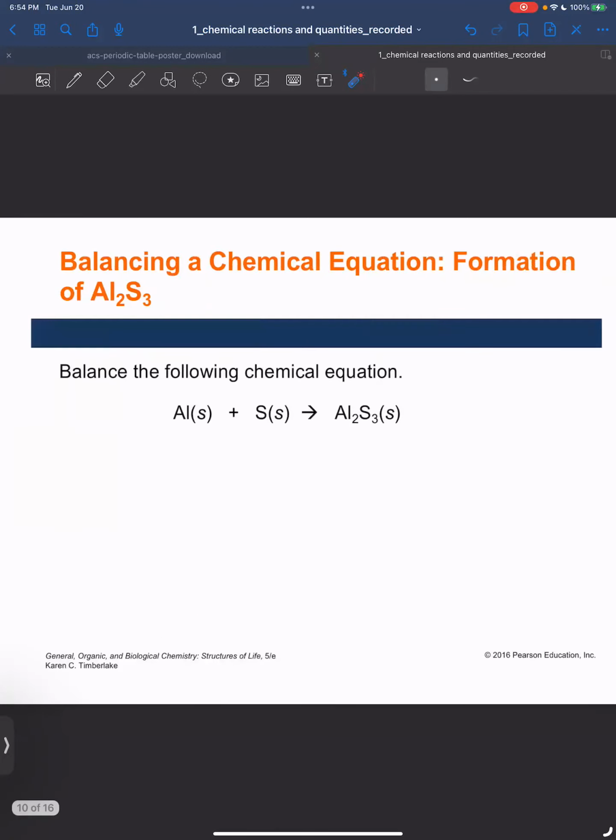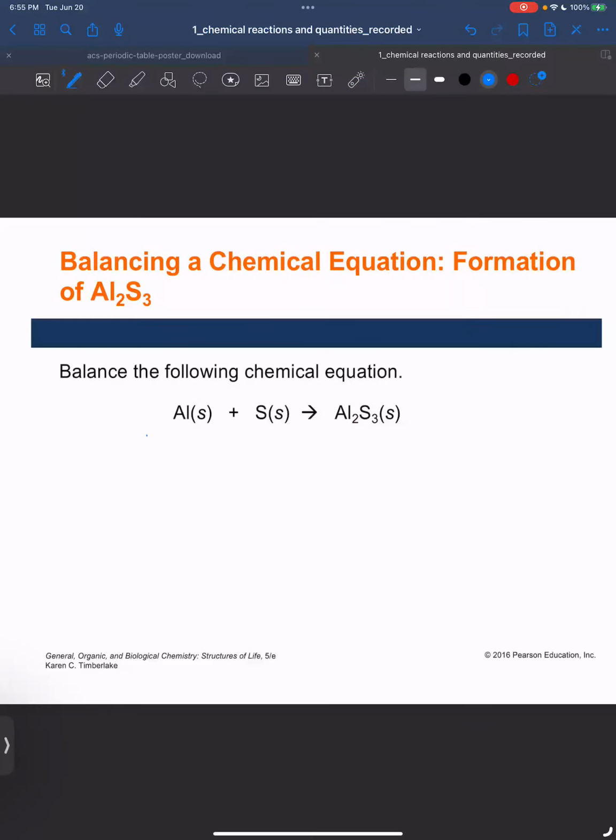So let's work an example together. We're going to balance the following chemical equation. We are reacting aluminum with sulfur to produce aluminum sulfide. What I like to do with students when you're first learning it, you're not required to do these tables on your assessments or even on your homework, although I recommend it, once again, if this is your first time balancing equations, to do the table so that you get faster at balancing them.